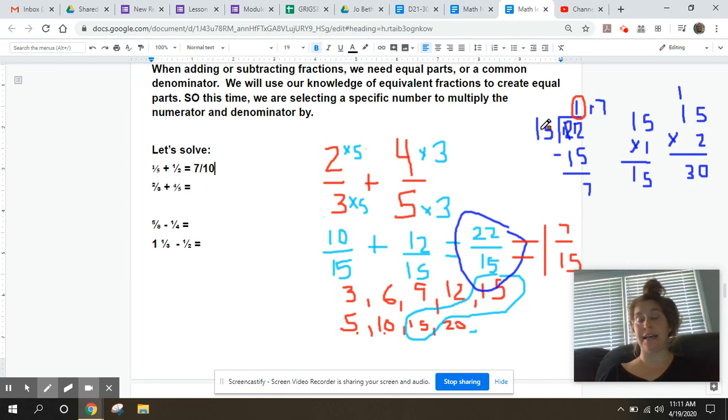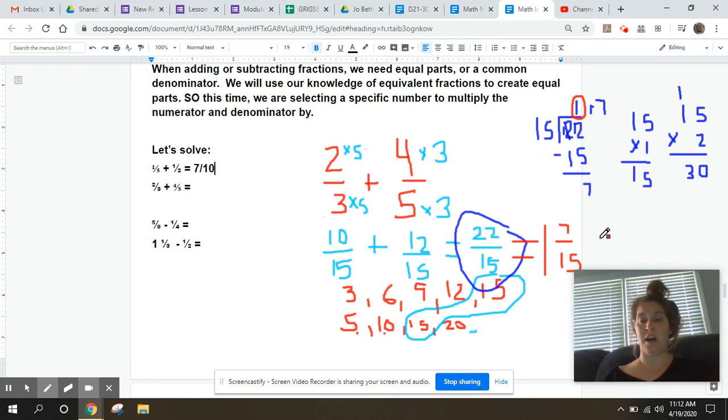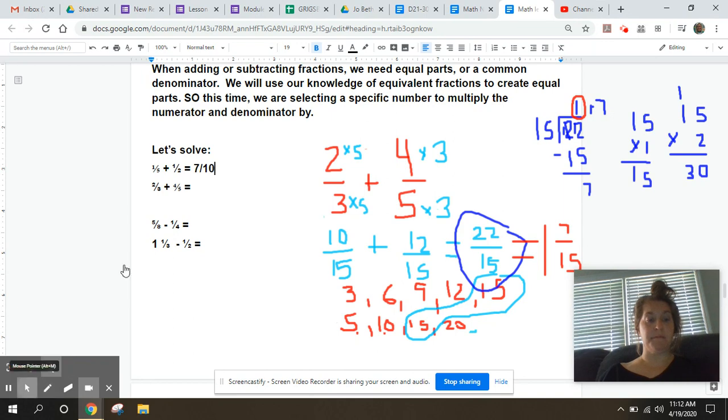In my class, we practiced that a lot this year. 1 and 7/15. We said it over and over. So how much pizza do Trevor and Jackson have all together? They have 1 and 7/15 pizzas. Okay. All right, let's move on to some subtraction.